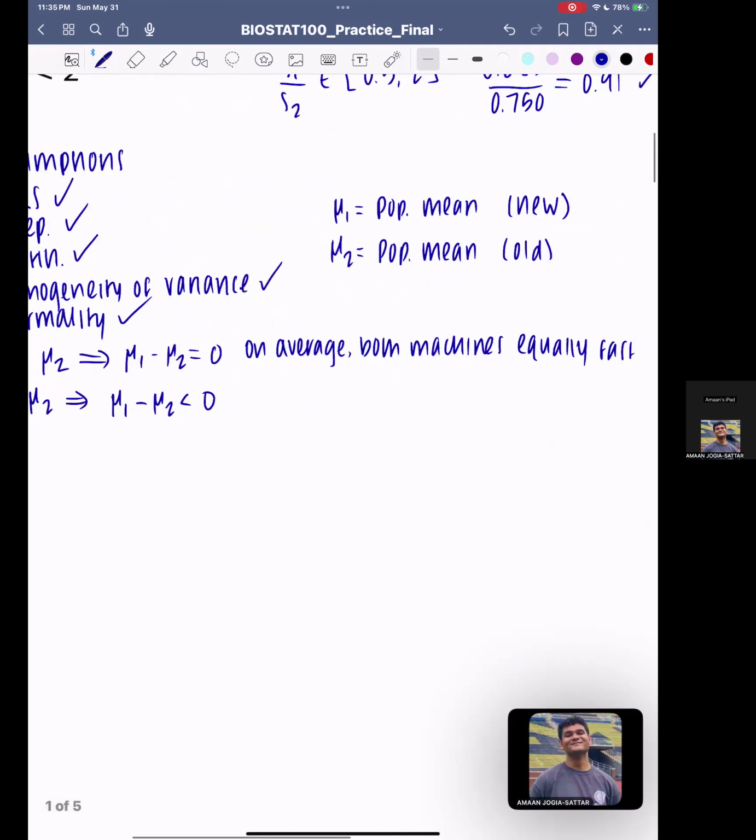Okay? And what does this mean? On average, the new machine is faster.